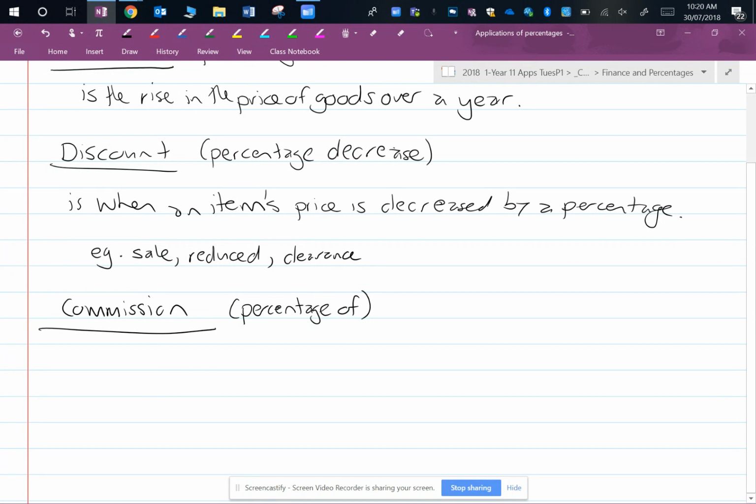So a commission is a percentage of the amount an item is sold for, given to the seller.